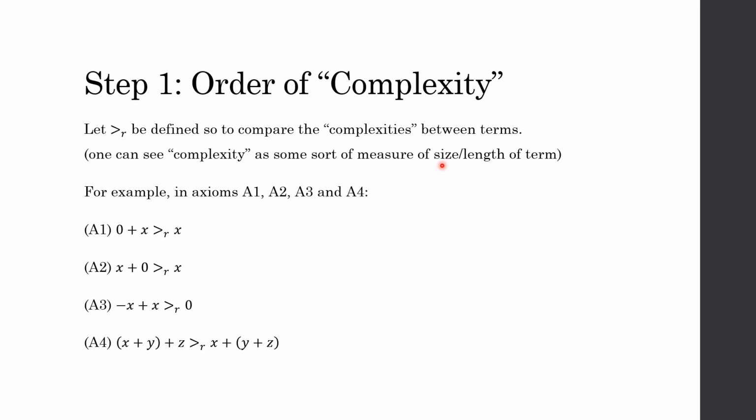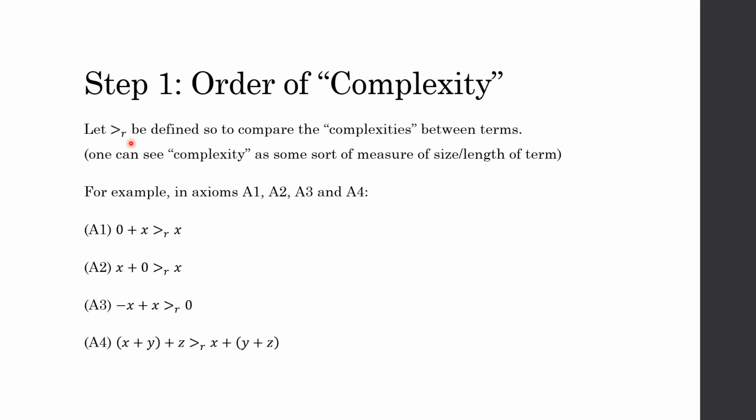So to understand Knuth-Bendix completion, there are three essential things that we need to understand. The first one will be the order of complexity. Now we will let this be greater than subscript R. From now on, I will just say greater than in complexity.